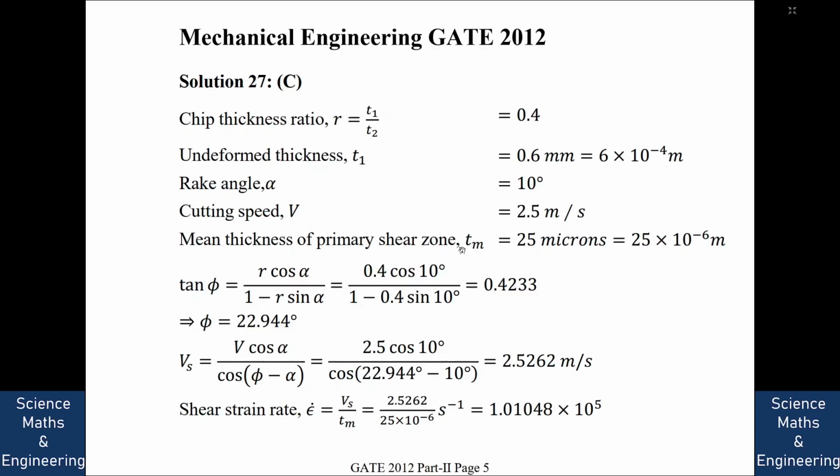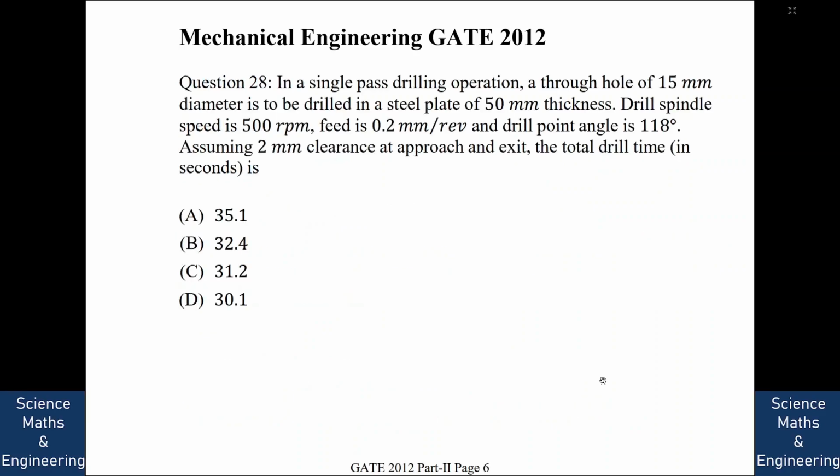So Tm is already given here, 25 micron. So Vs divided by 25 micron, so it comes to a shear strain rate as 1.01048 into 10 to the power 5. Okay, so the option C is the correct answer. So we'll go to the next question.